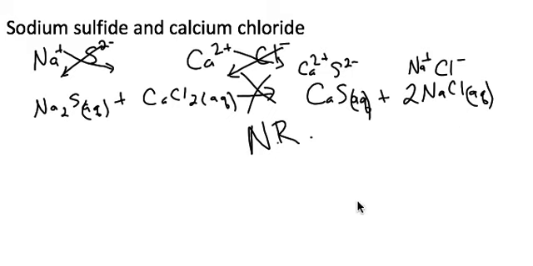So all we have is one big mixture of ions and no changes in state. So the aqueous ions remain as aqueous ions. We don't form a precipitate, we don't form bubbles, nothing like that. They just remain as aqueous ions. So there's no reaction.